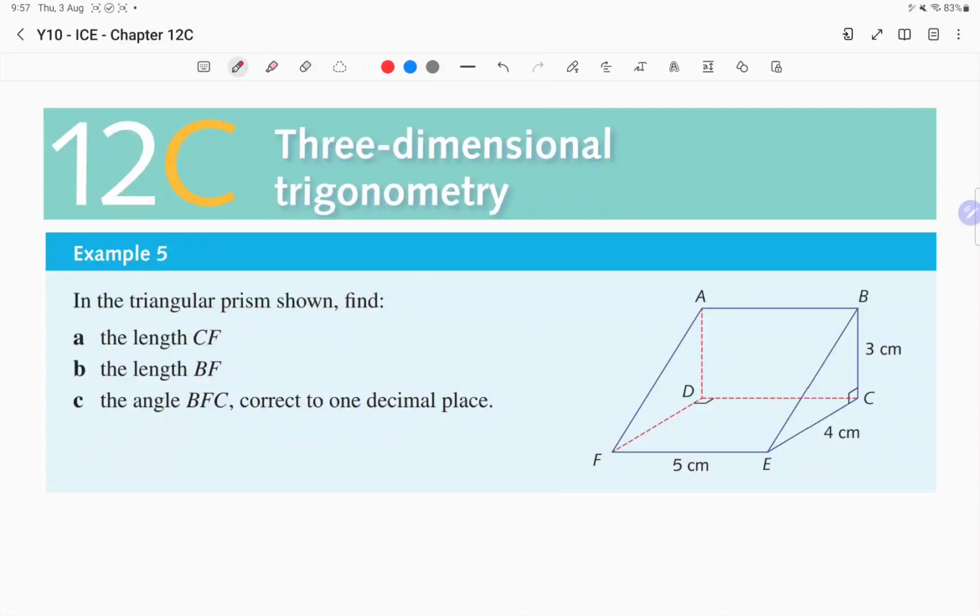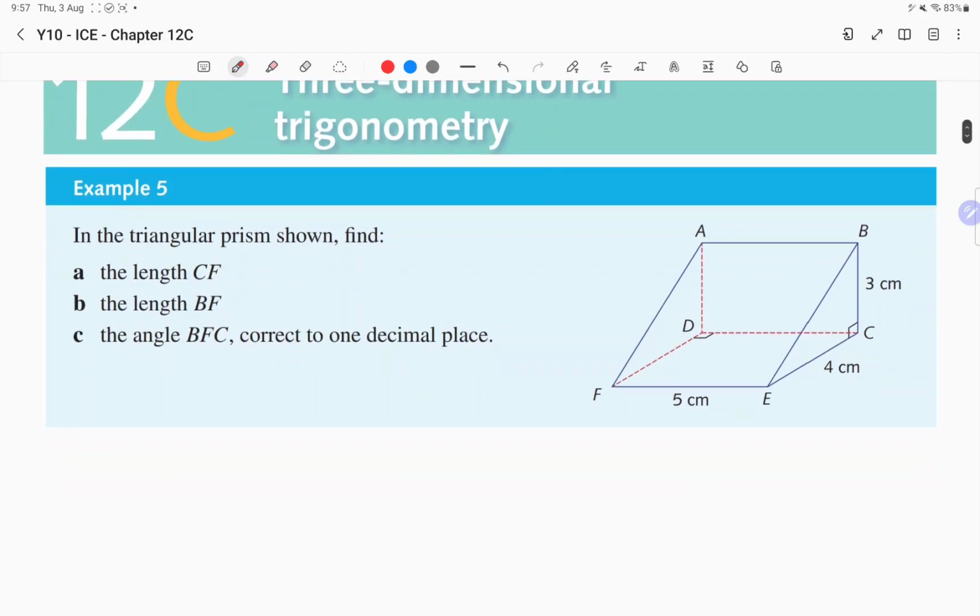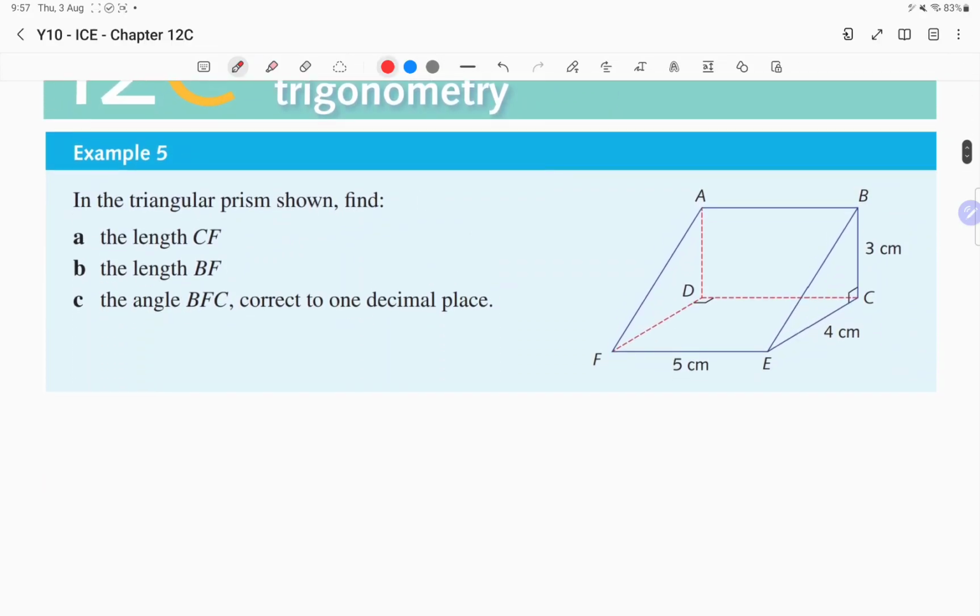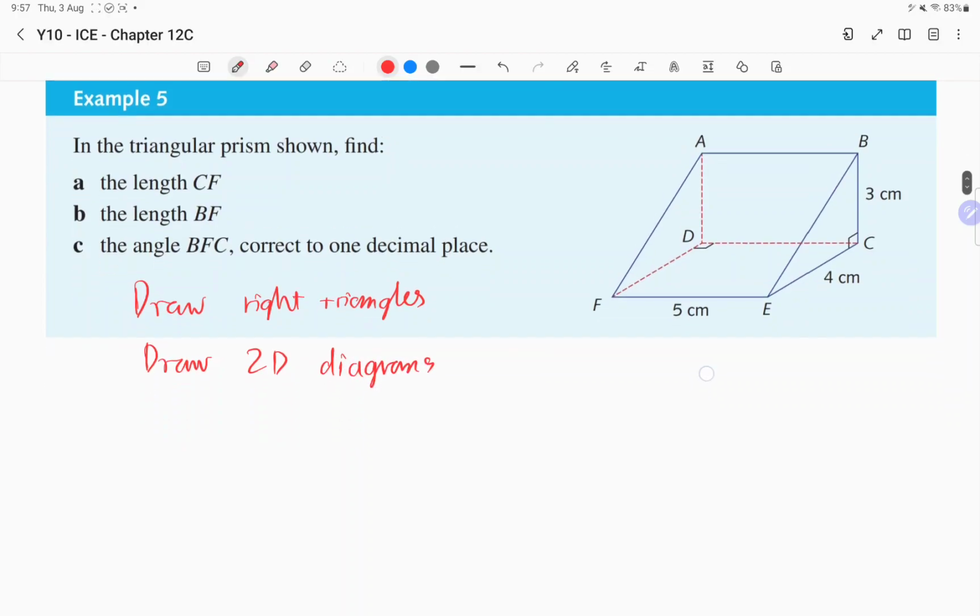Okay, so when you're solving problems in three-dimensional space for trigonometry, the main idea is to draw right triangles. You draw right-angled triangles, as many as you can, or you just draw basically 2D diagrams. So for example, let's have a look at this one here.